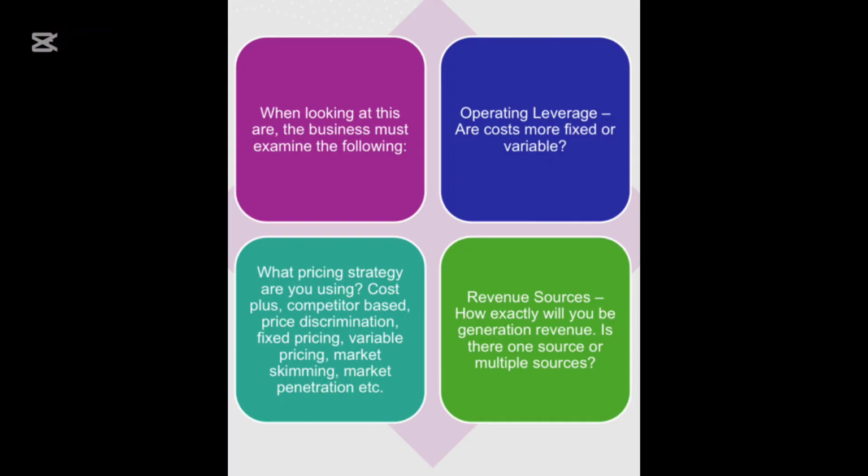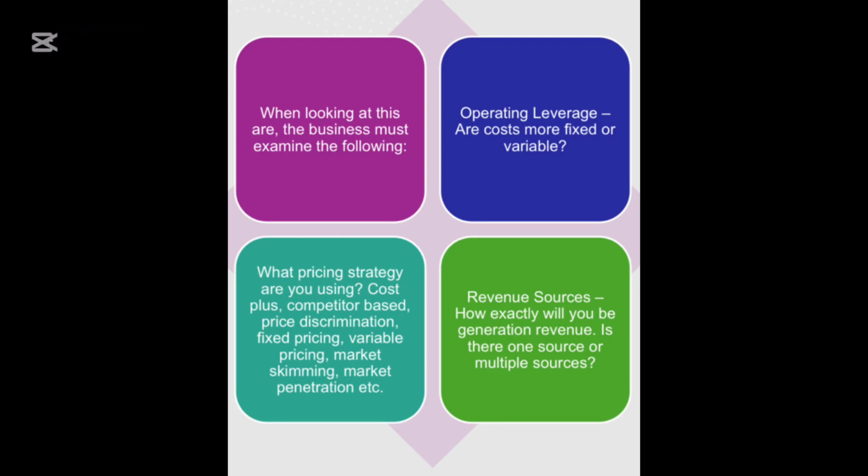The next one is our revenue sources. Where exactly are we going to be generating revenue from? Sometimes you generate revenue only from the sale of your products or services. However, you may generate revenue from alternative sources, such as from advertisements. In terms of your pricing strategy, are you going to pursue a fixed pricing strategy or a variable pricing strategy? If you are using a variable pricing strategy, you may use things such as going rate, price skimming, price discrimination, or competitor-based pricing. If you're using a fixed pricing strategy, you can use something such as a cost-plus pricing strategy.